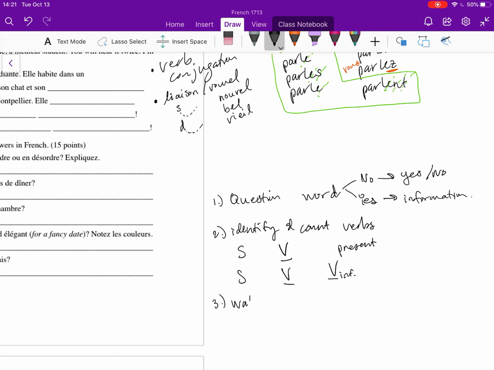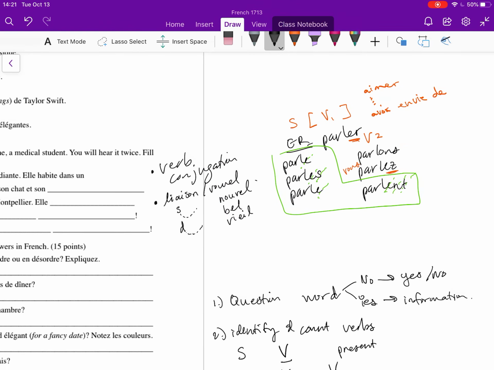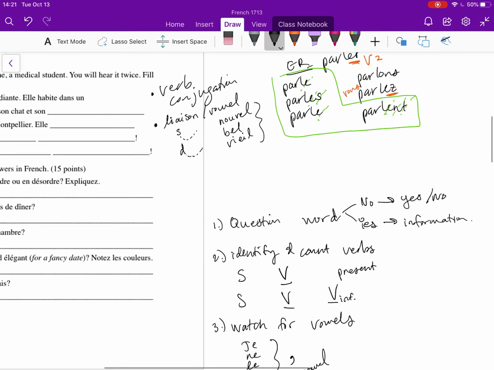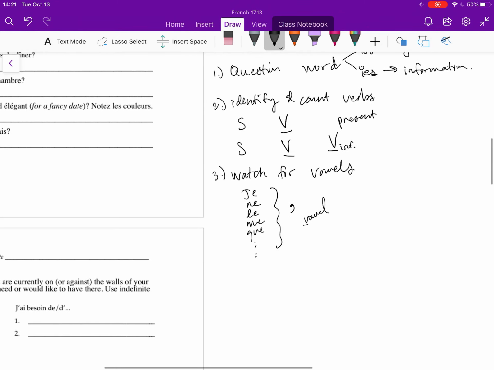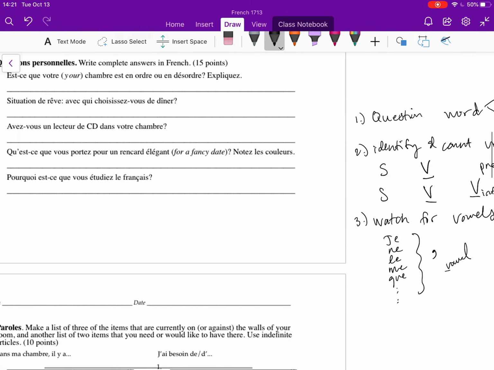Third thing that you might want to consider is just watching out for vowels. Usually when you're answering these questions and you have a small word like je, ne, le, me, que, plus a word that starts with a vowel, all of these will become their apostrophized version, if the next word starts with a vowel. Or sometimes you'll have a completely different word being used. But just watching out for vowels can be really helpful in catching all those tiny little details. The idea here is to reuse the structure of what you have.